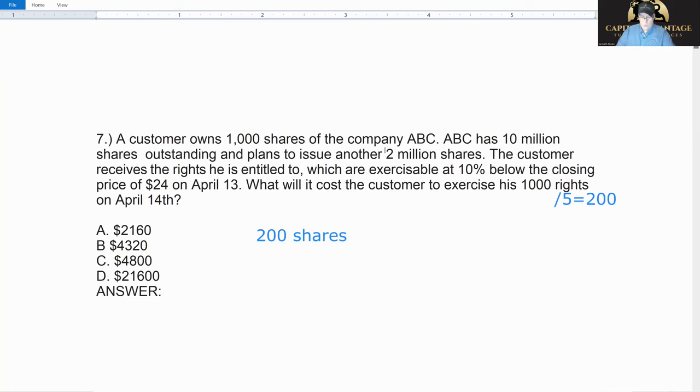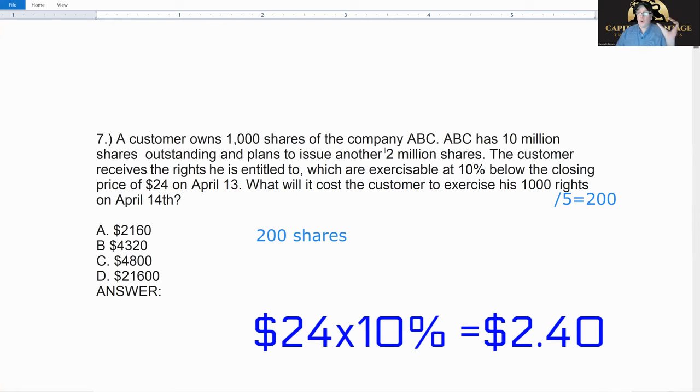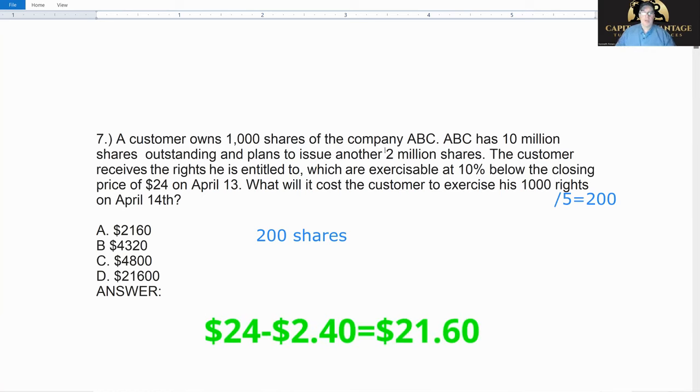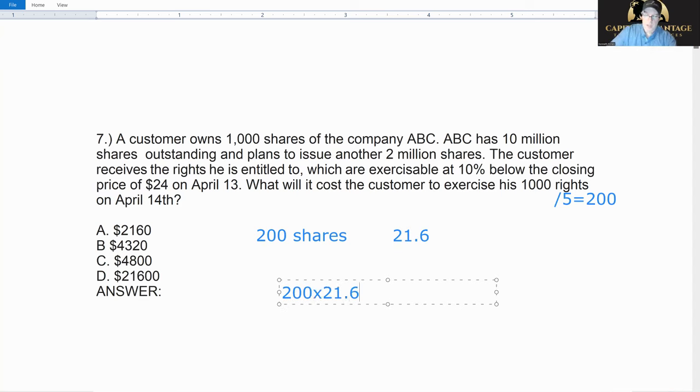So $24 times 0.1 is 2.40, right? So now you do 24 minus 2.40. That means you're buying the shares at 21.60. So now we're going to get 200 shares at 21.60. 200 times 21.6 equals, so you probably already figured it out, it's going to be 4,320.